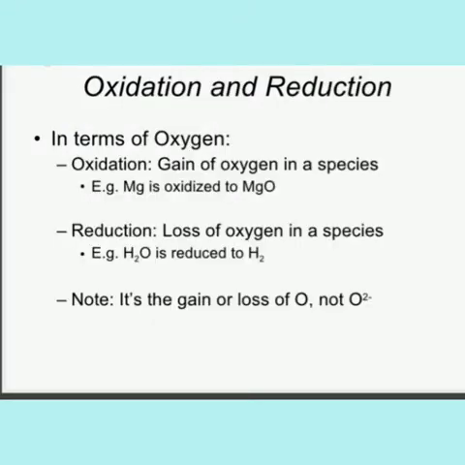Now let's understand oxidation and reduction in terms of oxygen. During oxidation, there is gain of oxygen in a species. For example, magnesium is oxidized to magnesium oxide. In reduction, there is loss of oxygen in a species. For example, water is reduced to hydrogen gas. Now, one point you have to note is that it's a gain or loss of oxygen atom, not an ion.